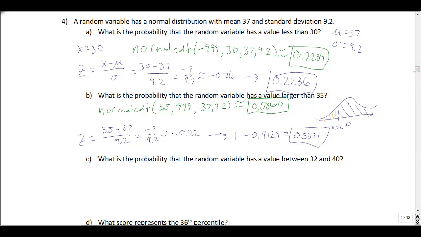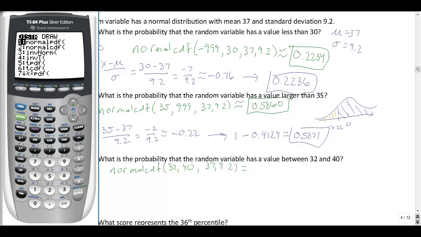Okay, now what is the probability the random variable has a value between 32 and 40? If I use the normal CDF method, which is probably what I would actually do, all I do is say, oh, I'm between 32 and 40. I don't have to mess around with this 999 or negative 999 business. I just go from 32 to 40, mean 37, standard deviation 9.2.